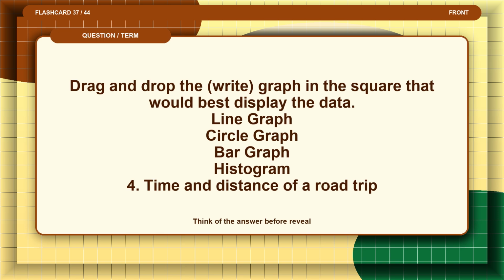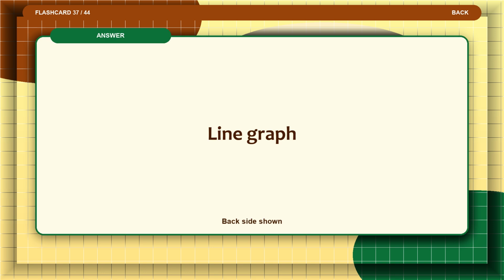Flashcard 37. Drag and drop the right graph in the square that would best display the data. Line graph, circle graph, bar graph, histogram. 4. Time and distance of a road trip. Think of the answer before the reveal. The answer is line graph.